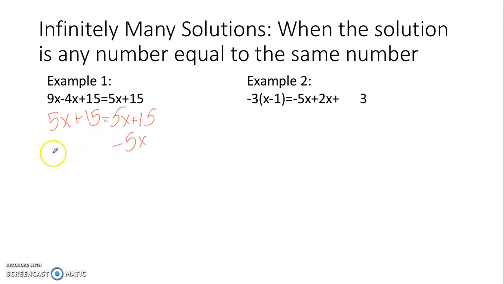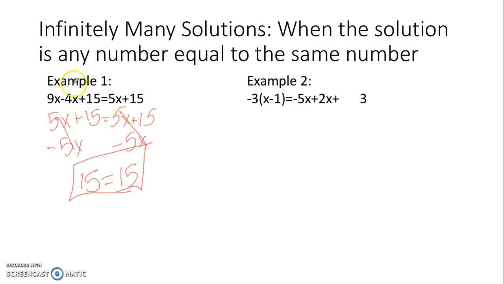So we're going to subtract 5x from both sides. That cancels both of these out, so we're going to get 15 is equal to 15. As you can see, this is the same number. If you want to take a second and check your work, you can plug in any number to this equation and it's going to be equal. That's how we know that it's going to be infinitely many.